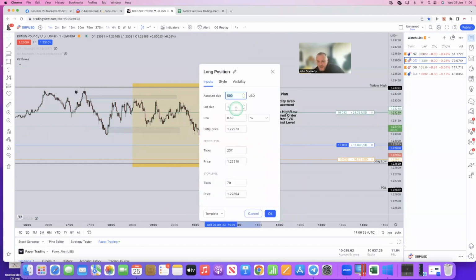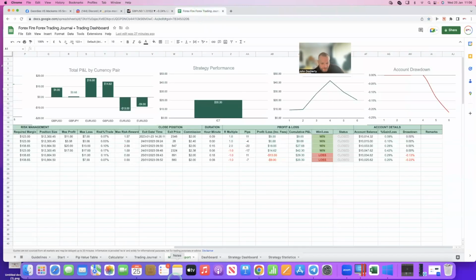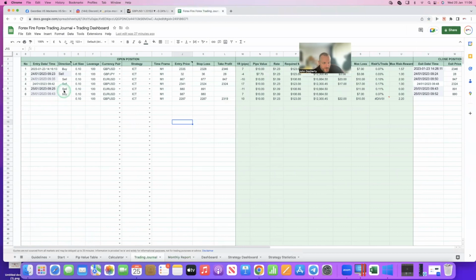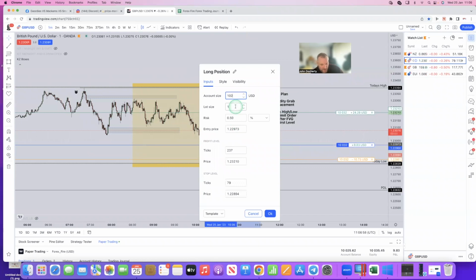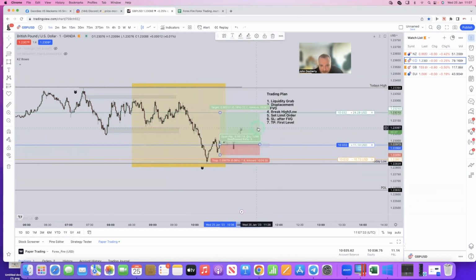Settings. The account was trading journal, dashboard, $10,025.62. Risking 0.10. It's on here.